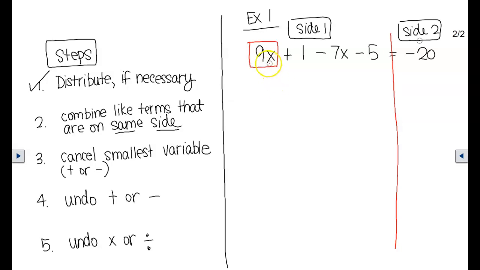The variable part of that is x. So a like term would have to have that same variable part of x. So plus 1 is not a like term because it doesn't have x. Minus 7x is a like term because this has x, this has x. And remember that 7x gets to keep that minus sign, so I'm going to put a red box around negative 7x. And then I have minus 5, no x with that, so not a like term there.